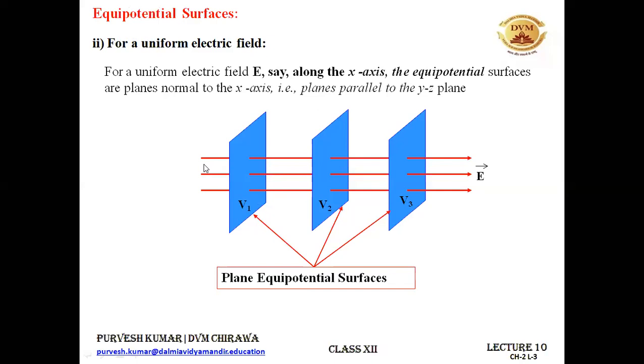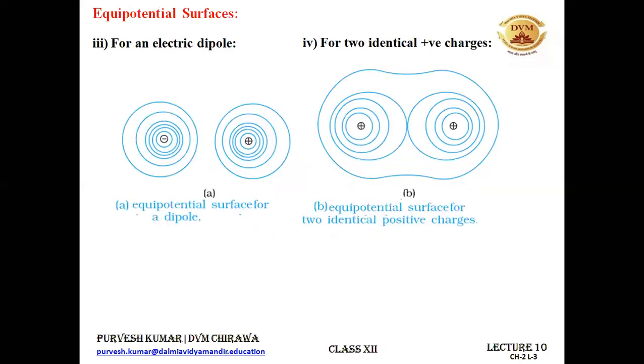Some more figures are also given for the equipotential surfaces in your textbook, so please go through them also. Sometimes they ask what will be the shape of the equipotential surface for an electric dipole. So you have to draw it like this. An equipotential surface for an electric dipole.